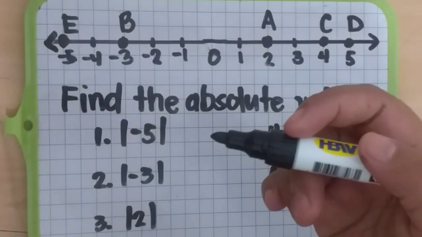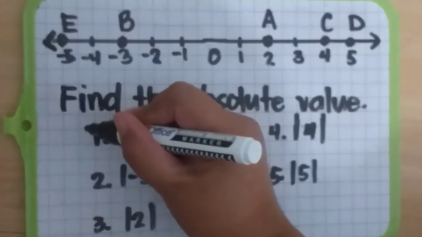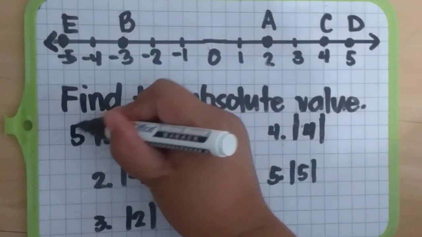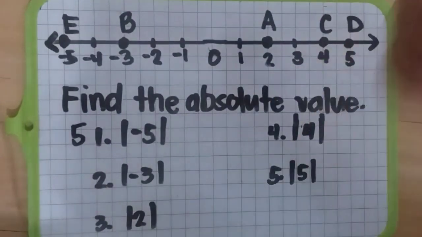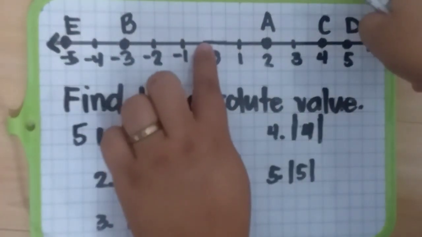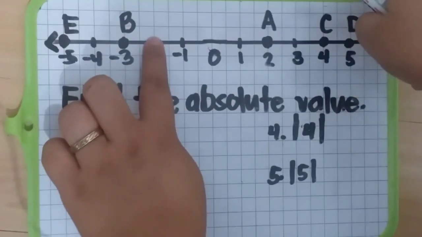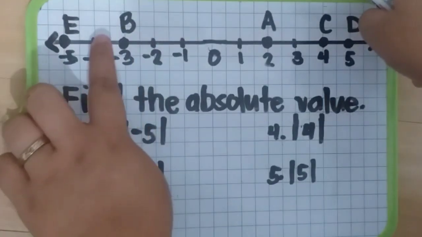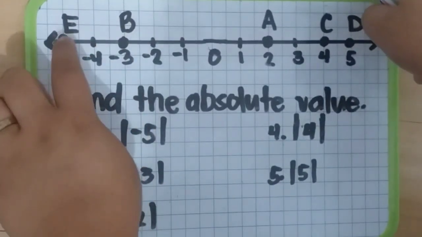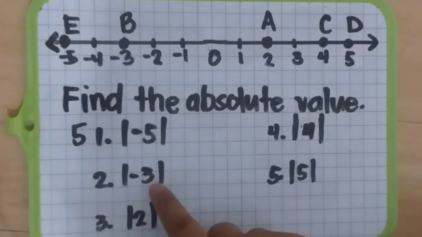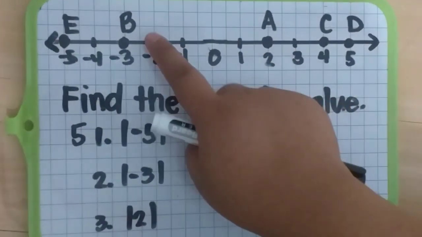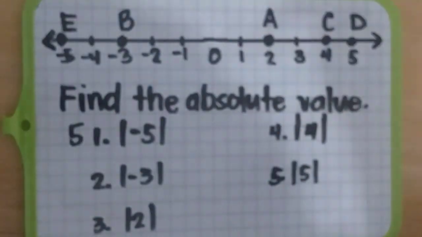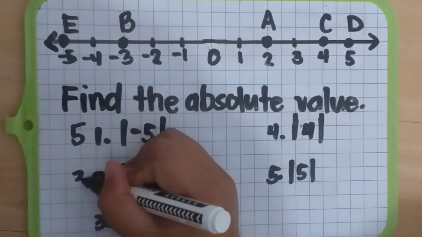The answer is 5. So, from here, 5 units lang. So, mula dito, 5 units from 0. So, 1, 2, 3, 4, 5. Okay? Next naman ay negative 3. So, bilang tayo from 0, 1, 2, 3. So, ang answer natin is 3.